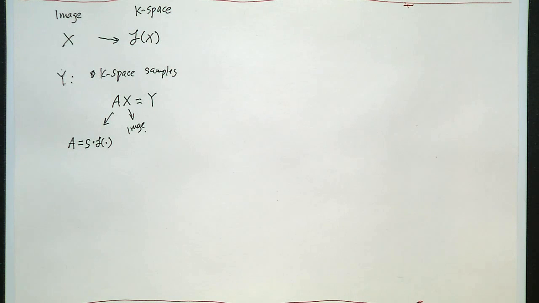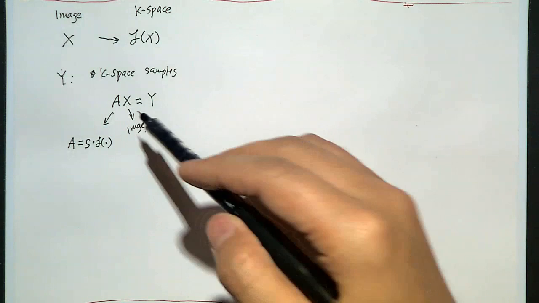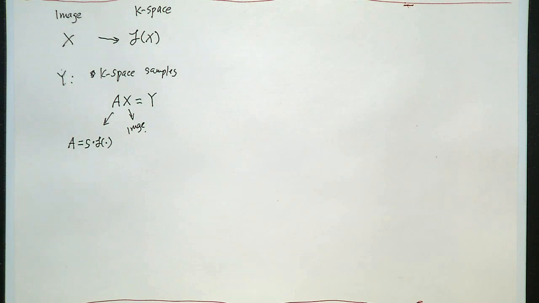So what is the X then? X typically is the image that best matches the Y. If you are fully sampled, there's no ambiguity, because you simply invert A. That gives you exactly what X is, basically the inverse of A times Y. But because we're talking about undersampling here, it's a little bit tricky.